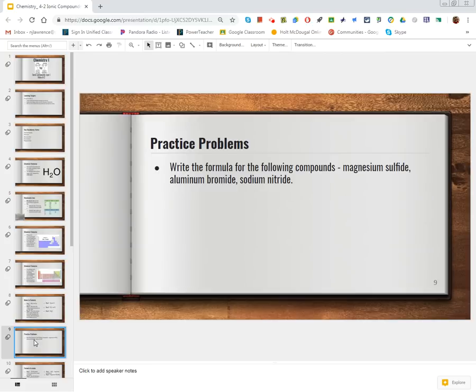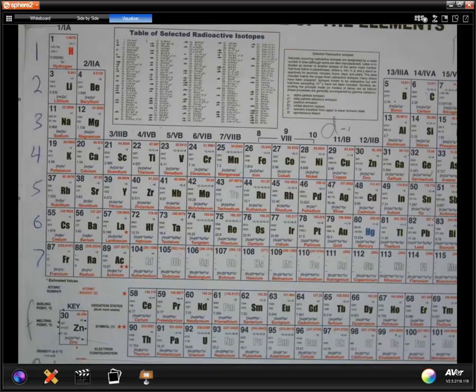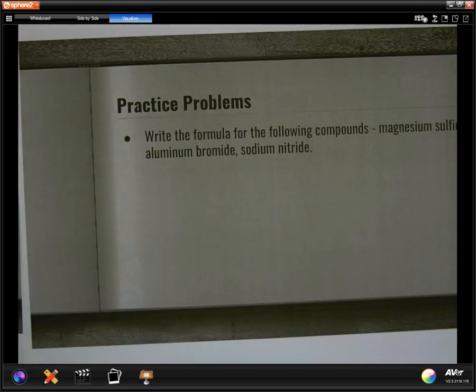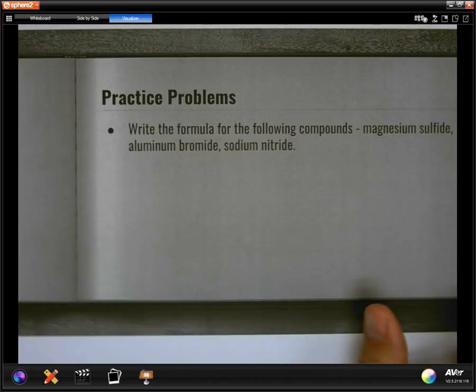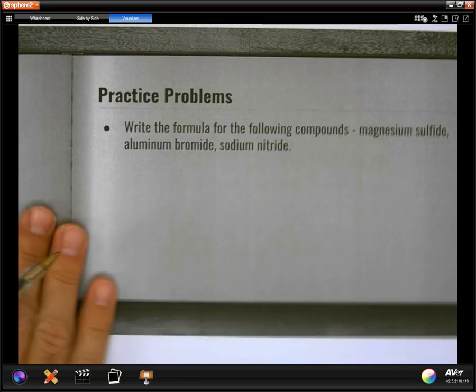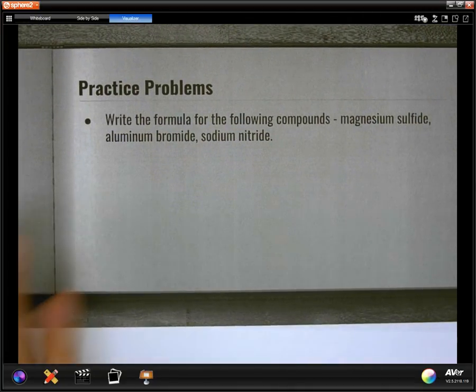So here we go. Let's look at some practice here. If you want and you feel comfortable, pause the video. If you don't feel comfortable, watch me do the first one. Then you can pause the video and try this yourself. So the first one here, write the formula for the following compounds.